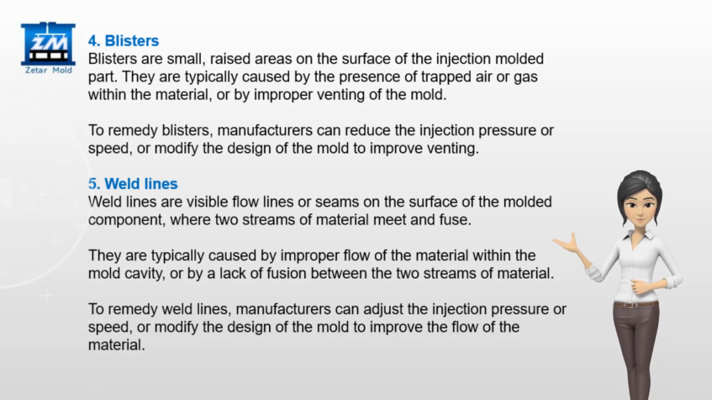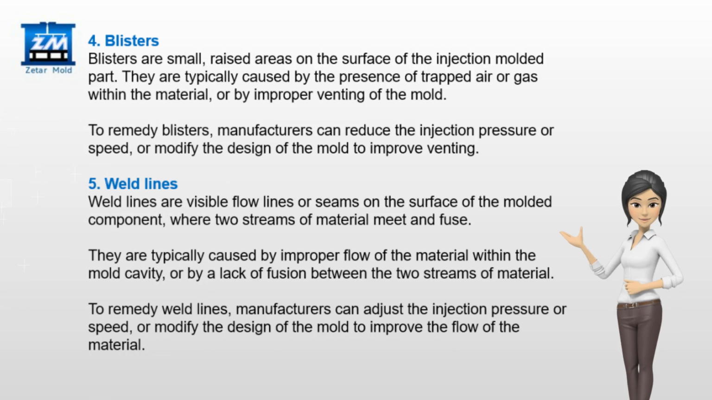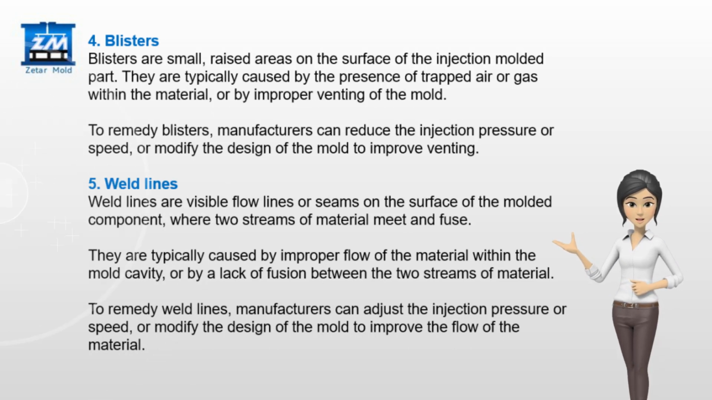Weld lines are visible flow lines or seams on the surface of the molded component, where two streams of material meet and fuse. They are typically caused by improper flow of the material within the mold cavity, or by a lack of fusion between the two streams of material. To remedy weld lines, manufacturers can adjust the injection pressure or speed, or modify the design of the mold to improve the flow of the material.